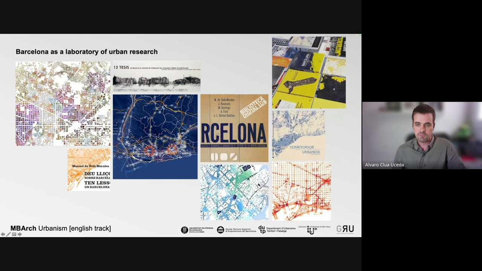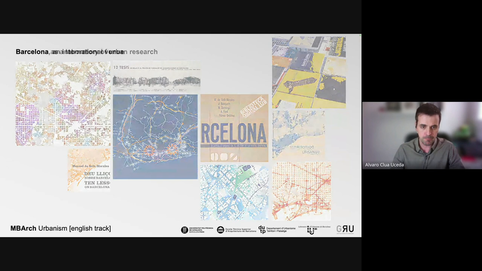And all these pictures are just a small portion of the research that has been done in our department, in our research group, starting with some lessons that are more linked to the history of Barcelona, but also going to the most advanced digital mapping, trying to understand the logics behind the form of the city.